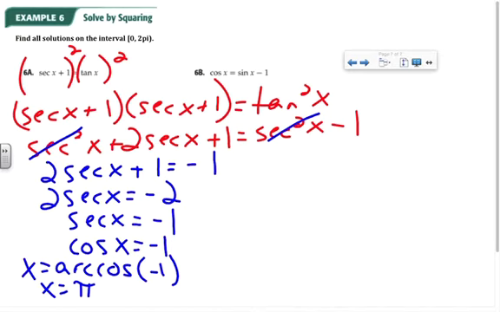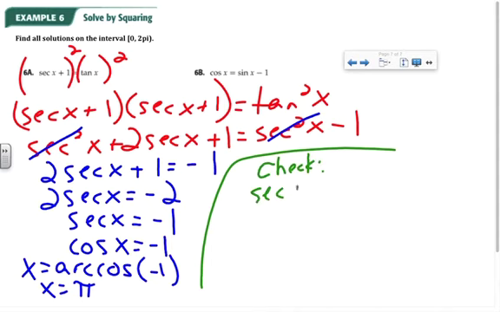Something you want to be mindful of. Anytime you square an equation in order to solve it, think way back to algebra when you solved radical equations. You had to go back and check for extraneous solutions. So that's what we'll do here. We're going to check if the secant of x plus 1 does in fact equal the tangent of pi. I think I may have said theta on the left-hand side. All right, so I'm checking to see if the secant of pi plus 1 equals the tangent of pi.